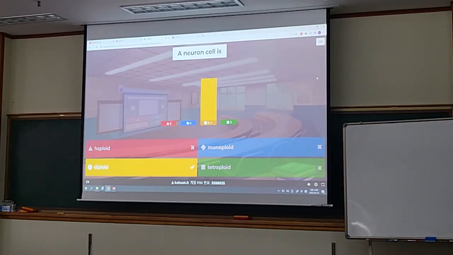A neuron cell is a diploid, right? It has a 2N. Haploid means it's half of this. Monoploid, they don't use this term, but monoploid may be matching with this 1N. This is also 1N. Tetraploid is double of this, 4N.